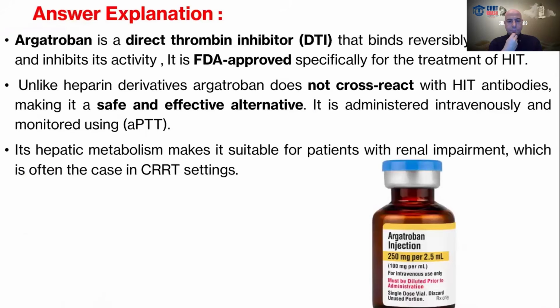Argatroban is a direct thrombin inhibitor that binds reversibly to thrombin and inhibits its activity. It is FDA-approved specifically for the treatment of HIT, or heparin-induced thrombocytopenia. Unlike heparin derivatives, argatroban does not cross-react with the HIT antibodies, making it a safe, effective alternative. It is administered intravenously and monitored using the aPTT. Its hepatic metabolism makes it suitable for patients with renal impairment, which is often the case in CRRT settings.